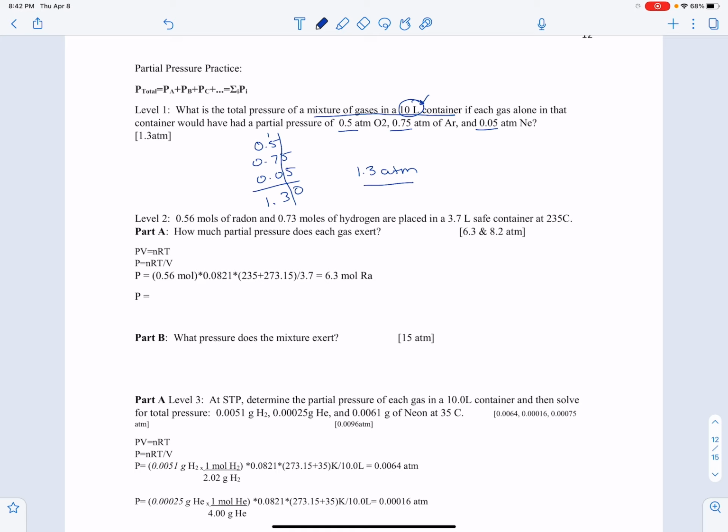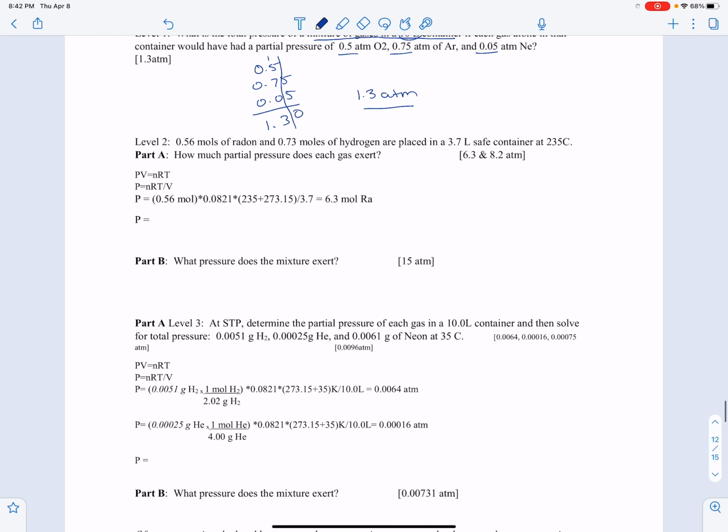So the next one, we have this many moles of radon and this many moles of hydrogen in a container. Here's the temperature. Notice that's in Celsius. How much partial pressure does each exert? Okay, so listen, they're a mixture, so that's why we say they have a total pressure, but you can figure out each gas's individual pressure. That's what partial pressure is. It's just the individual gas's pressure.